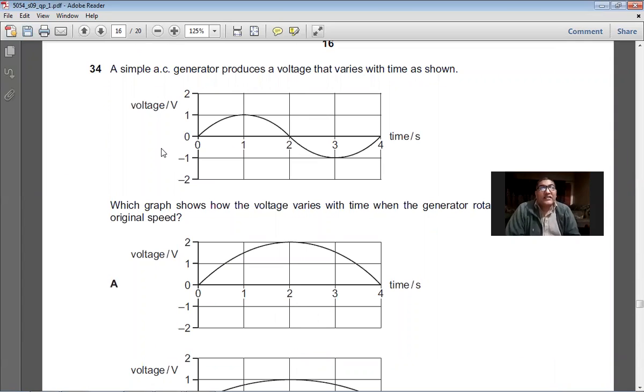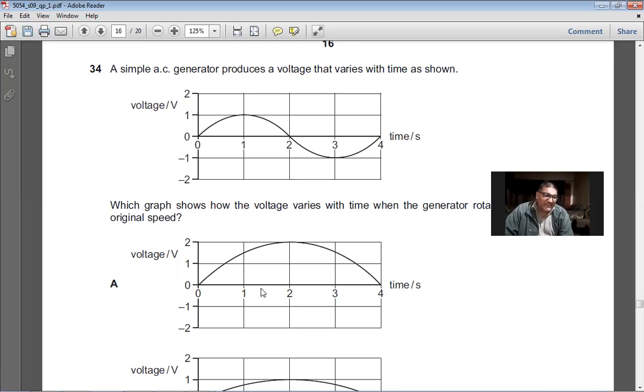A simple AC generator produces a voltage that varies with time as shown. So this is alternating current, and it's taking 4 seconds to complete. So in 4 seconds, there's only a single wave. Which graph shows how the voltage varies with time when the generator rotates at twice the original speed? Here you can see that the mean value is only 1 square above. When the speed of rotation is twice, the voltage produced will also become twice.